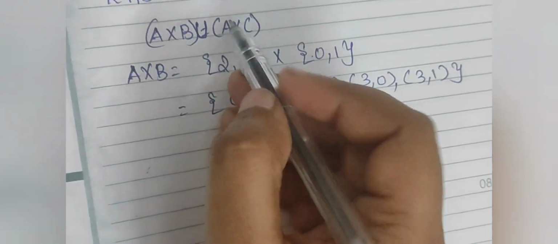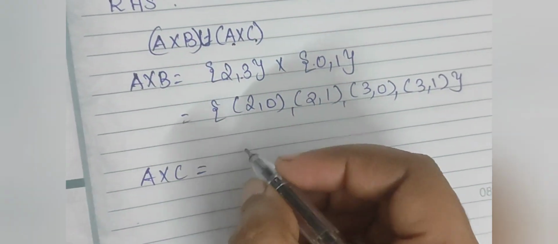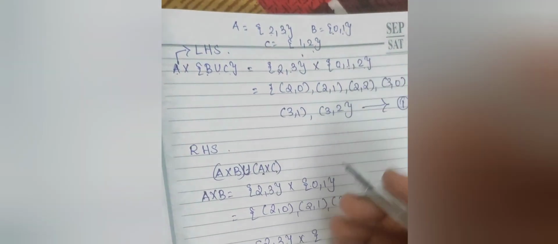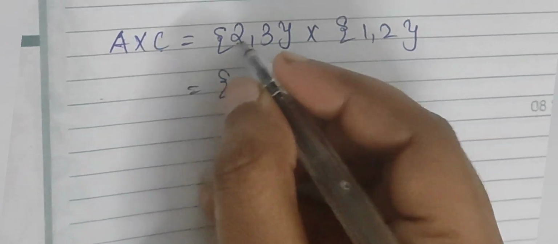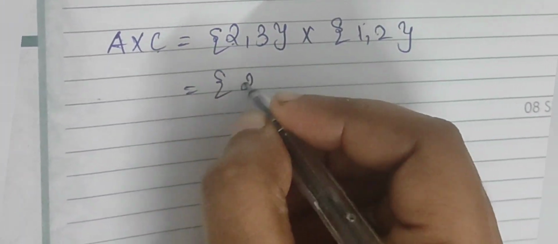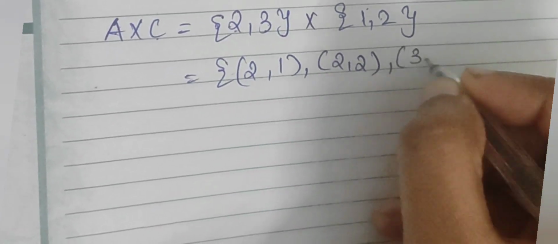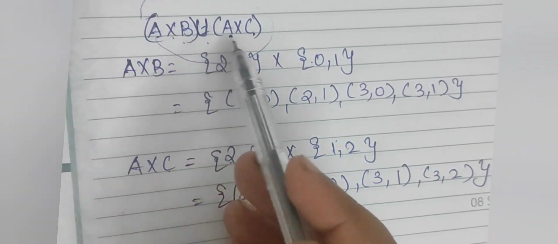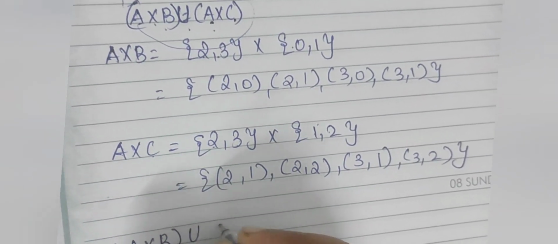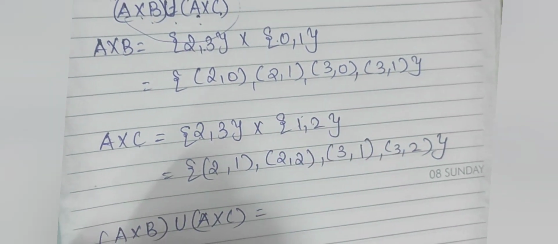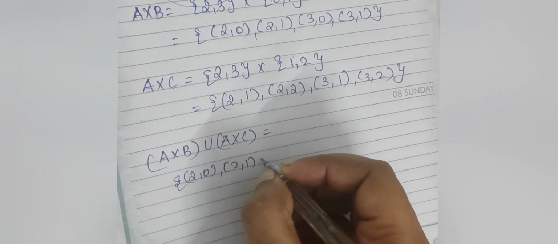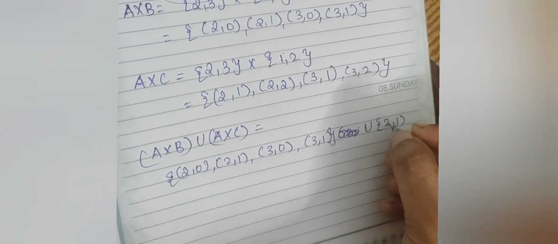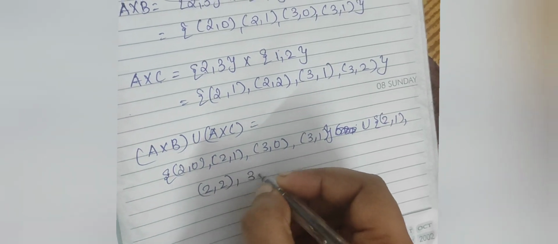Okay, and find the answer for A cross C. A cross C is equal to, write the values of A, {2, 3}, cross, write the values of C, {1, 2}. Now write the answer for this: (2, 1), (2, 2), (3, 1), (3, 2). Now write the answer for (A cross B) union (A cross C). That is equal to (2, 0), (2, 1), (3, 0), (3, 1), union (2, 1), (2, 2), (3, 1), (3, 2).